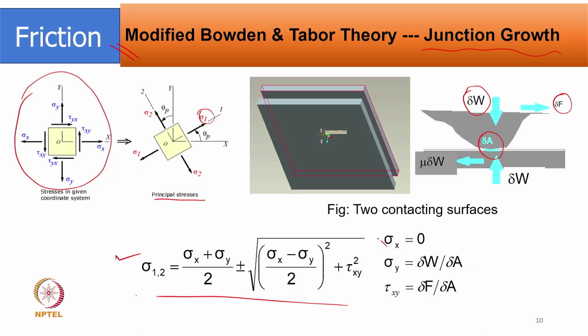overall behavior of friction. And here we are saying sigma x is equal to 0, as we are applying only a normal load, so sigma y can be given as delta w divided by delta a, the area, and tau x can be given as the shear stress, delta f divided by delta a. So these are the relations that can be given.